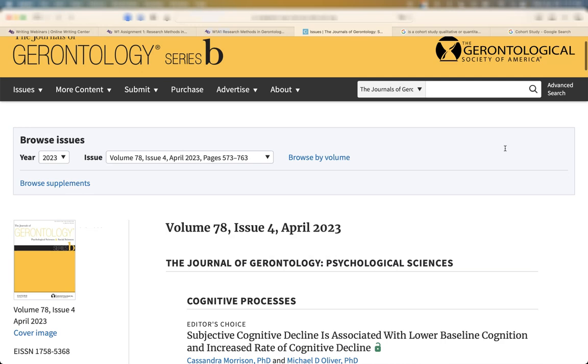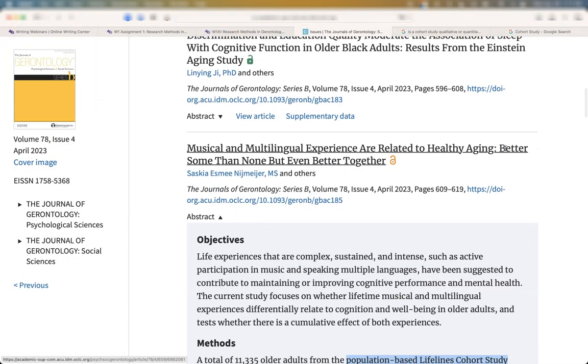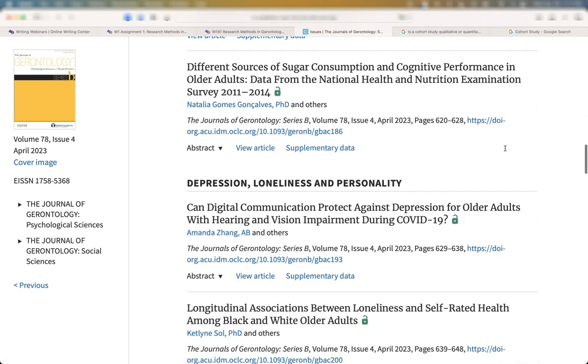All right, so let's back up here and look at another thing. And again, I'm going to look at the psychological sciences, not because you should do that for the specific assignment, but because it lets us talk about the kinds of things you would be doing without overlapping with the work that you yourself are supposed to be doing. So if we're to take a look at this different sources of sugar consumption and cognitive performance thing, that's an interesting one. I kind of want to read that one later.